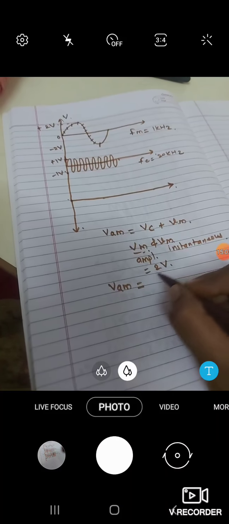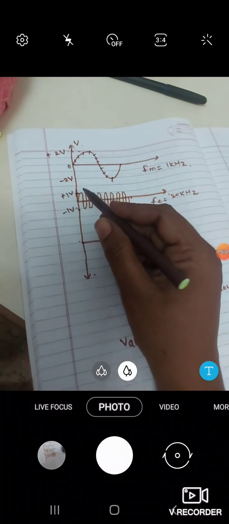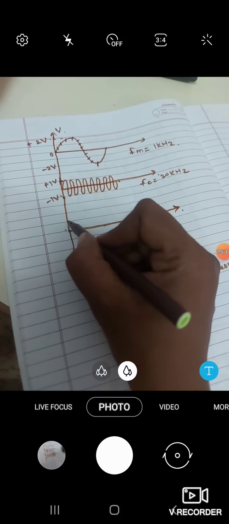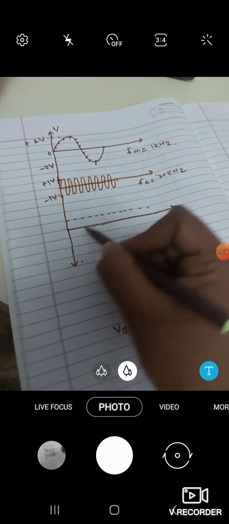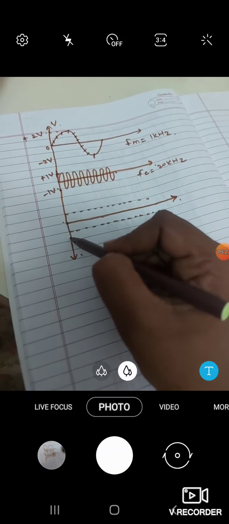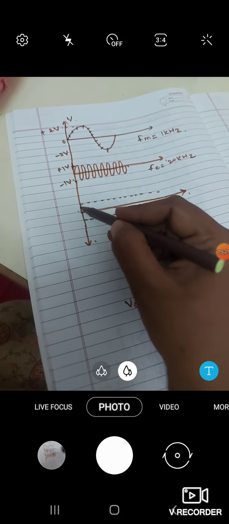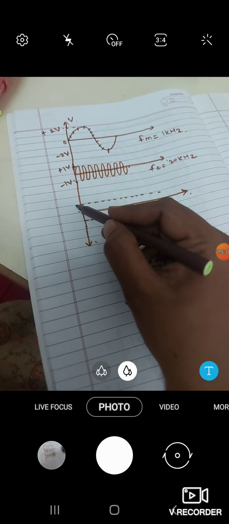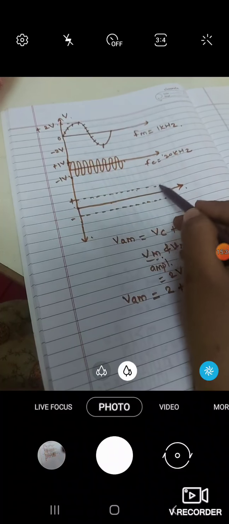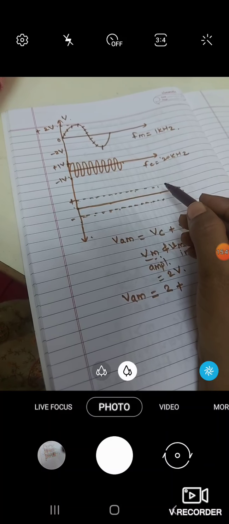So VAM will be equal to Vc. What is the value of Vc? 2, plus, the first thing I told you, in the diagram of AM, always initially draw two dotted lines on the positive side and the negative side which have the same amplitude as that of the carrier signal. We have to draw two dotted lines with the amplitude of the carrier signal on the positive half cycle and the negative half cycle. So this is the first dotted line and this is the second dotted line. So those lines we have to draw first.